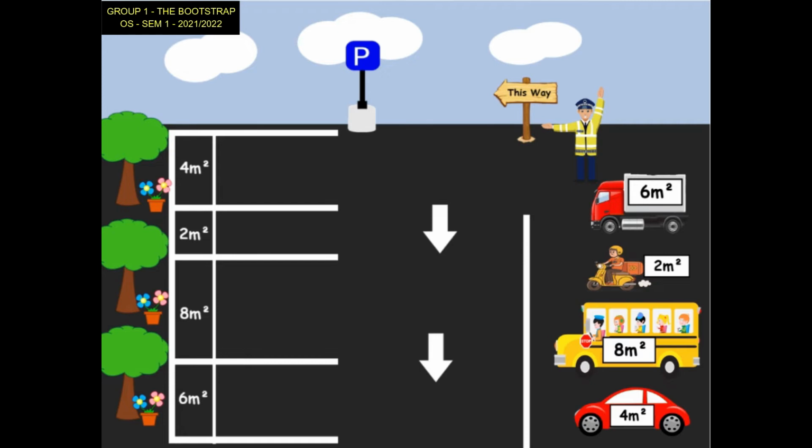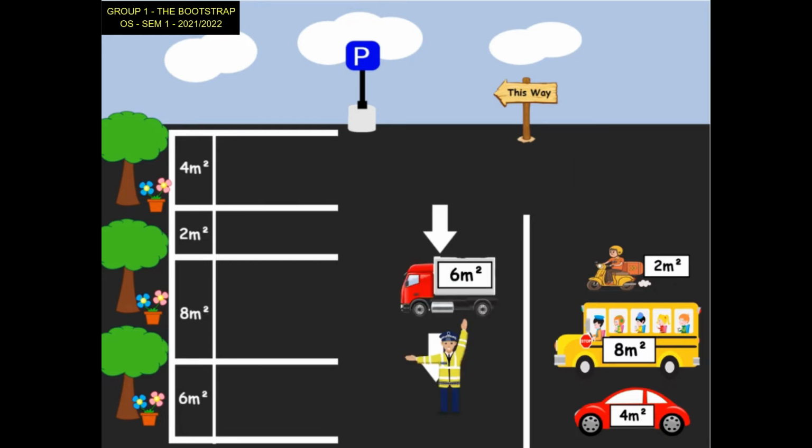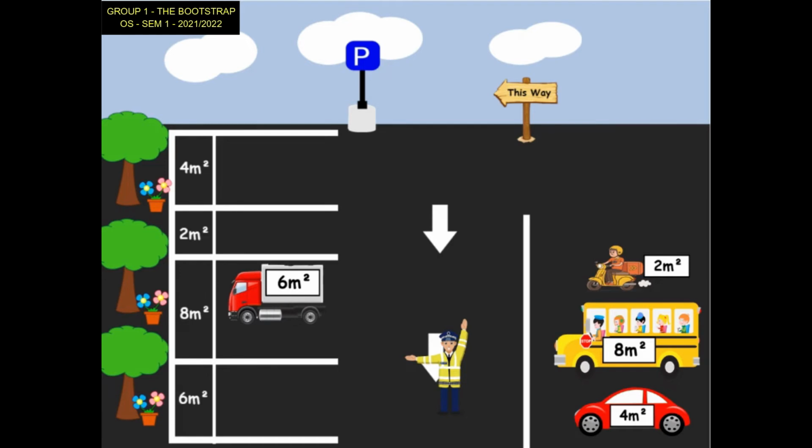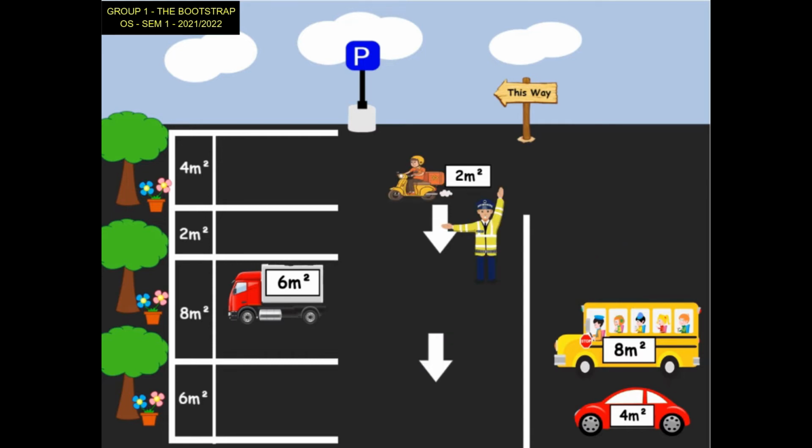The vehicle in the first queue is the truck with a size of 6 meter per square. The parking attendant instructs the truck to park at the third parking lot, which is the first fit parking lot for the truck. The second vehicle in queue is a motorcycle with a size of 2 meter per square. The parking attendant instructs the motorcycle to park at the first parking lot because it is the first fit parking lot for the motorcycle.